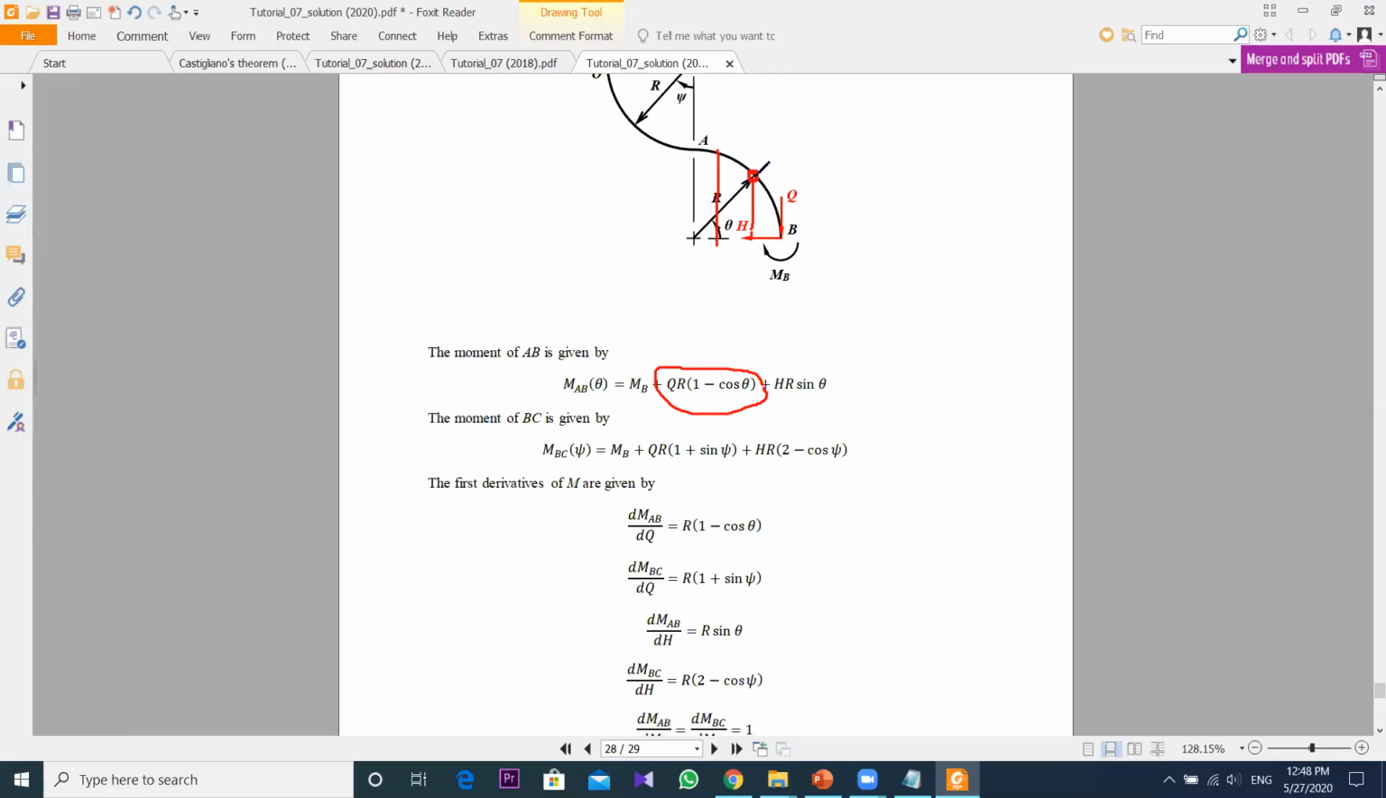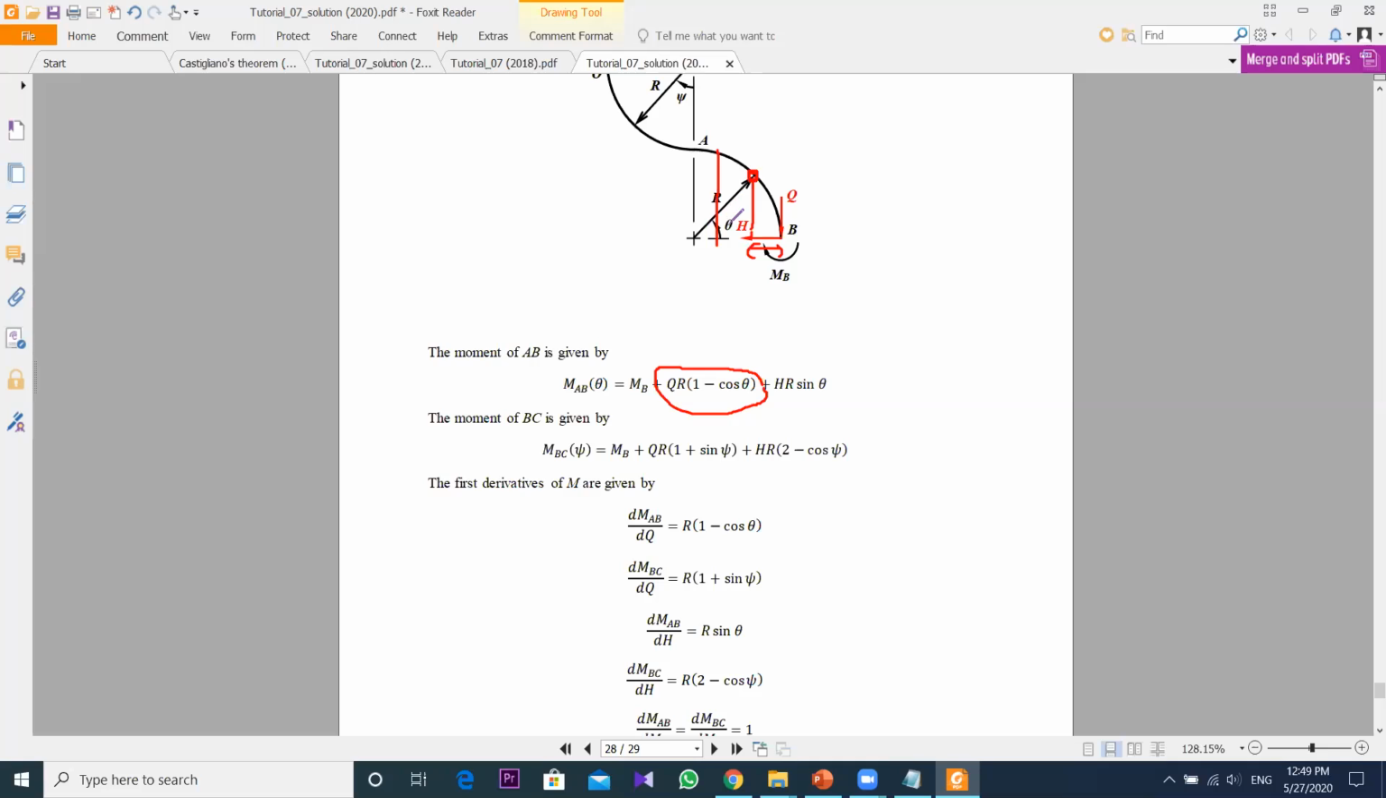Okay. So due to this Q, the point load, there is a bending moment at this point, but you need to find out this distance. Okay. Here to here, this distance. But you know this is R, this total length R.